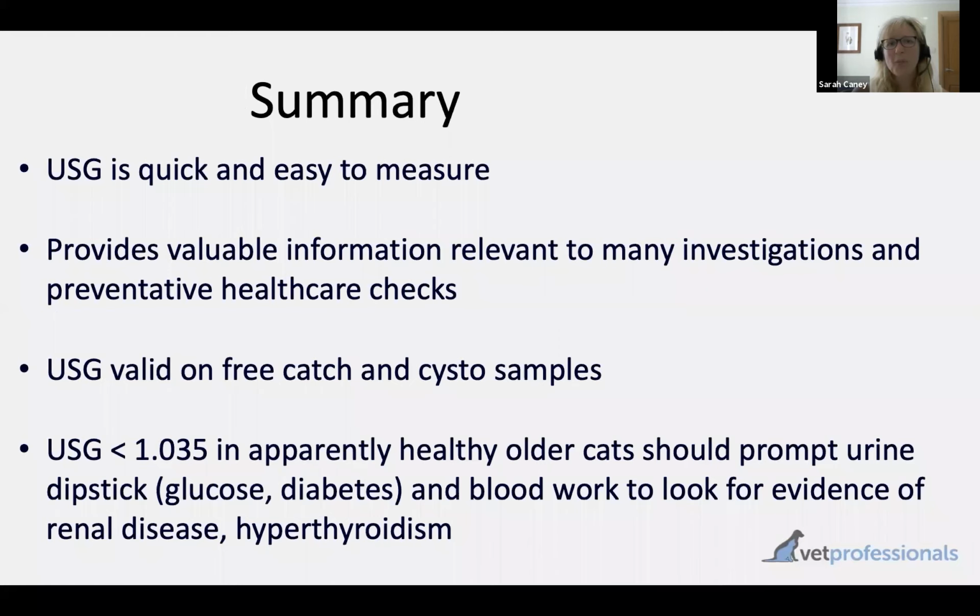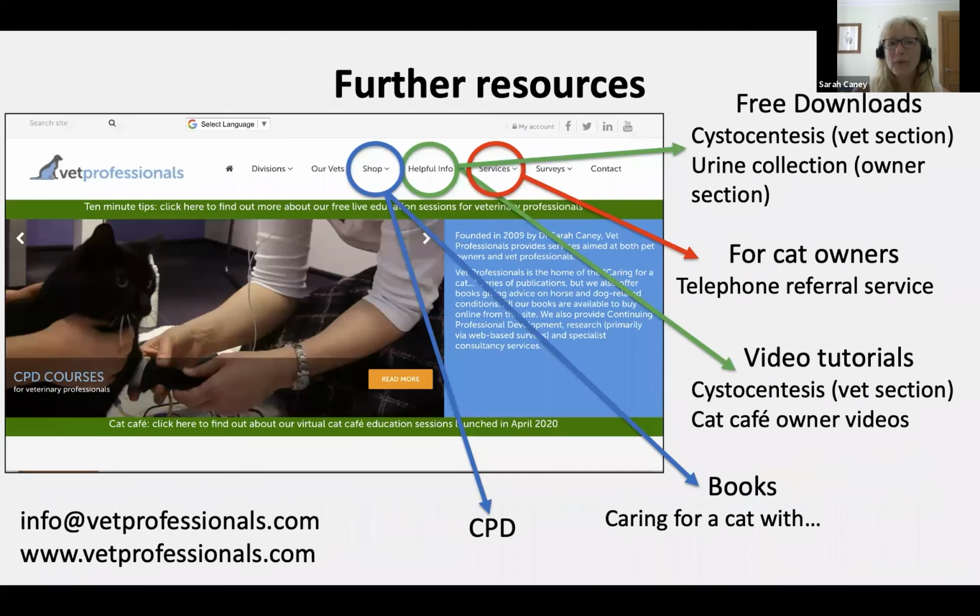So in summary, USG is quick and easy to measure. We just need to remember a few things which might influence our results, and remember to calibrate our refractometers. Things like that can sometimes get forgotten in the busy day-to-day practice life. And I think use whatever opportunities you can to collect urine samples and test them for USG. In the healthy older cat, I think it's a really helpful early detection system for renal disease, for example, but also often other conditions such as hyperthyroidism and diabetes mellitus, and helps to progress our cases in terms of further diagnosis. So I hope that's been useful.